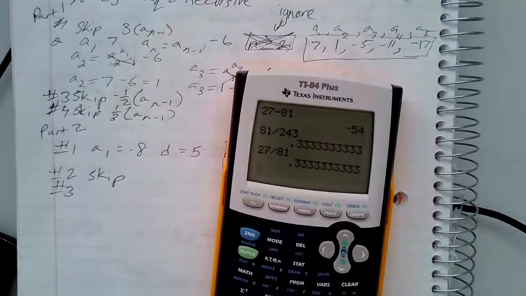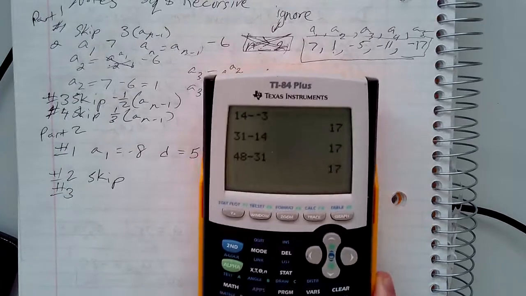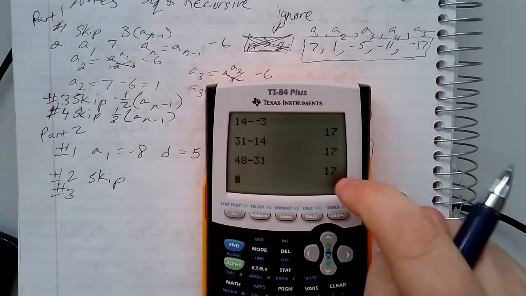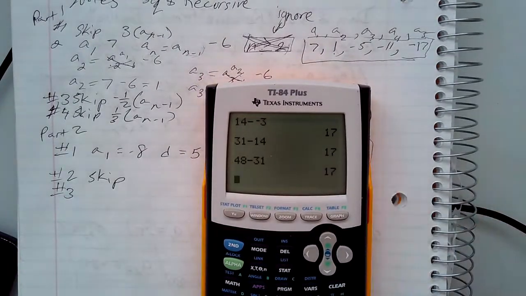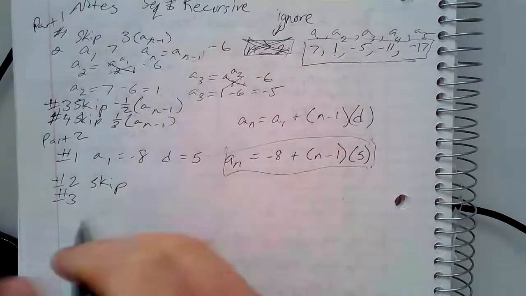Let's find out. 14 minus negative 3 is going to give me 17. 31 minus 14 gives me 17. And 48 minus 31 gives me 17. We have to do all of them to make sure that it is a common difference. If one of these said 16, 18, any number other than 17, we would stop. It is not a sequence. All right, so we got 17 over and over again.